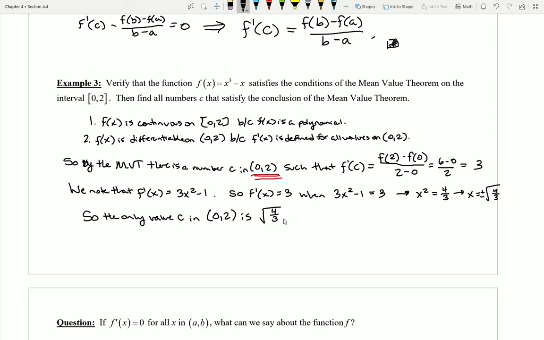Hopefully this gives you a good sense of how I'm using the mean value theorem here on a specific question. And in the videos to come, we'll take a look at some additional consequences of what we've seen so far in this section with the mean value theorem.